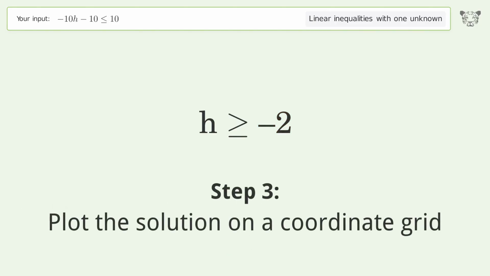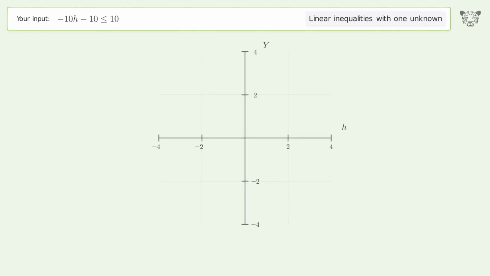Plot the solution on a coordinate grid. And so the final result is h equal or greater than -2.